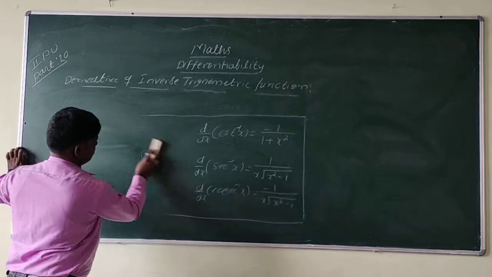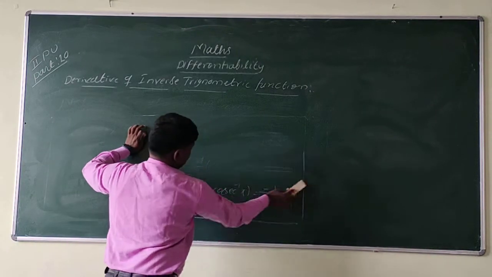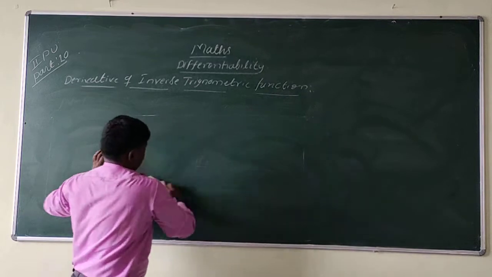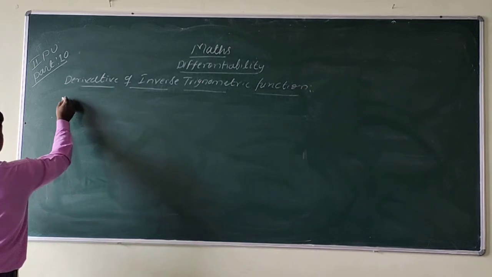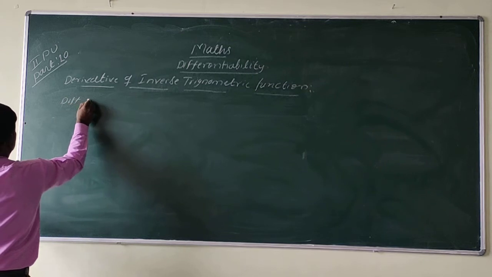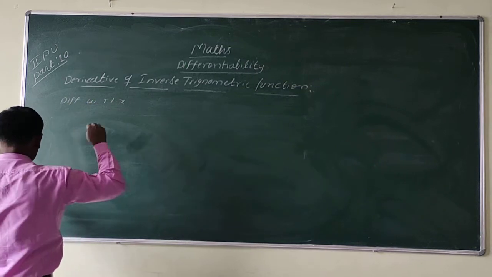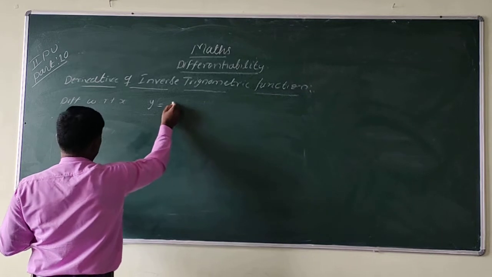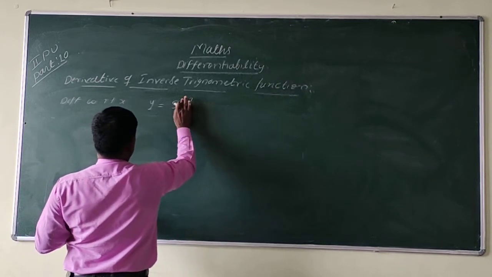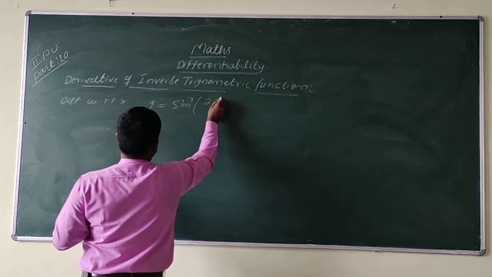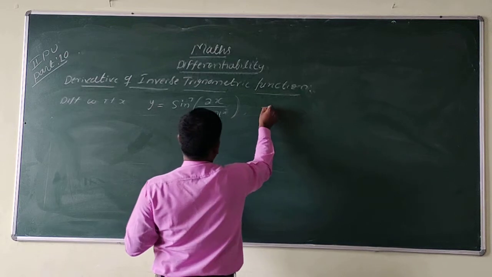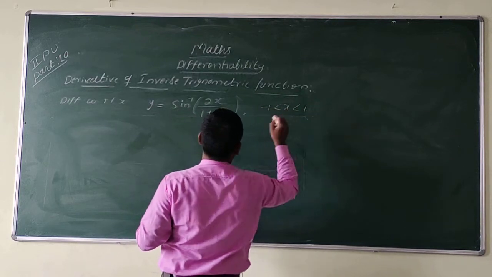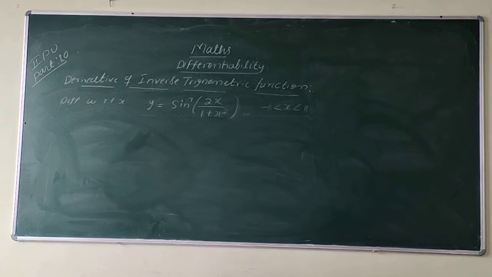Now we shall discuss some derivatives of inverse trigonometric functions using these formulas. First one: differentiate with respect to x, y is equal to sine inverse of 2x divided by 1 plus x square. The condition given is minus 1 less than x less than 1.